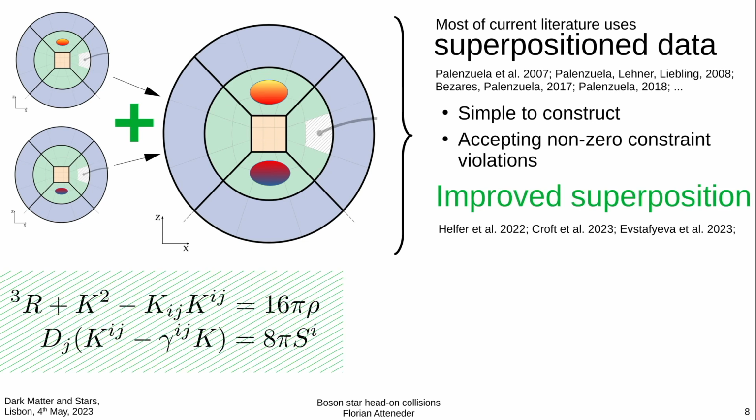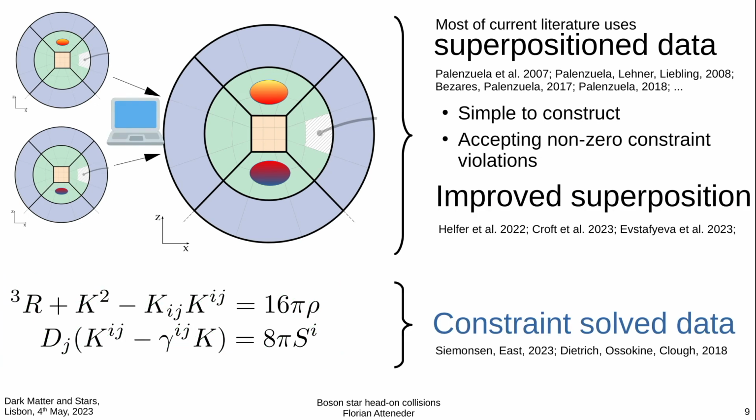Then there has been recent improvement on this superposition, because this kind of approximation of initial data can in some cases lead to very weird artificial collapses which are not to be expected. But what we really should do is look at constraint-solved data, which Hannes just had a nice talk on. And that is a tough problem. One has to solve those equations numerically.